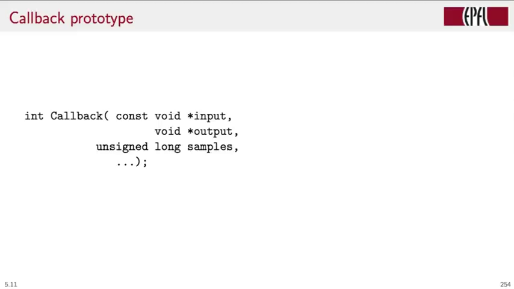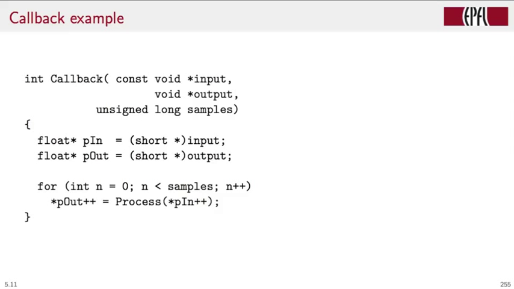We will use C in our next examples. And this callback will take simply three mandatory arguments: a pointer to the input buffer, a pointer to the output buffer, and the length of said buffers. So for example, we could write a callback that does simply a cast to convert the generic pointers to the buffers into the right data type.